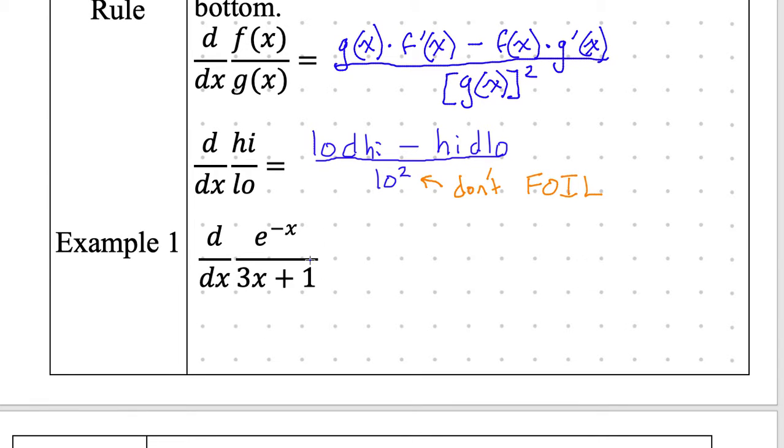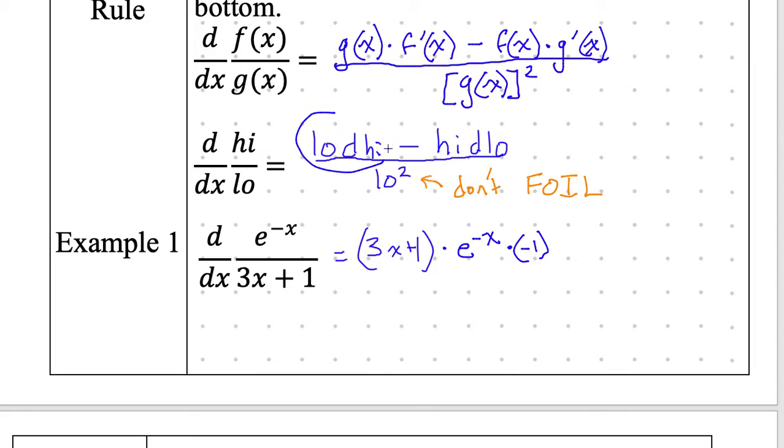Pause the video now. Try this one out using the low d high minus high d low all over low squared. Try this right now. Pause it. All right, so you've unpaused the video. Here we go. Low is 3x plus 1. I just did low. Good. Now I have to do the derivative of high, the derivative of the top. So the derivative of e to the -x is e to the -x, so times e to the -x. But don't forget your inner, times -1. Inner was the power for e to the -x, which is -x, so the derivative of the inner is -1.